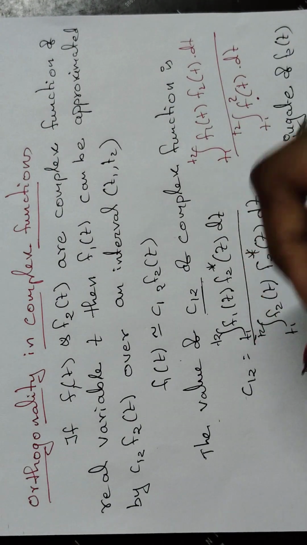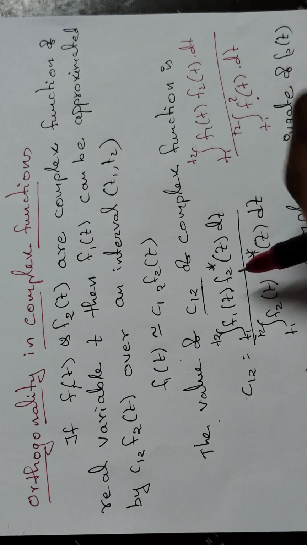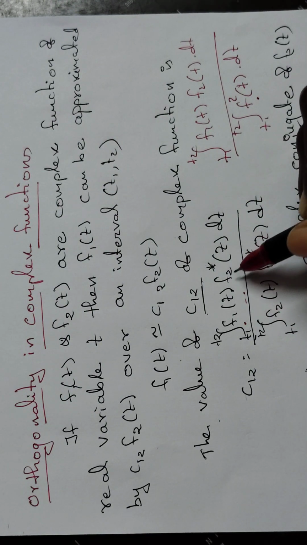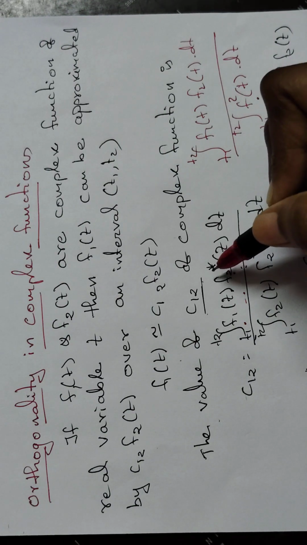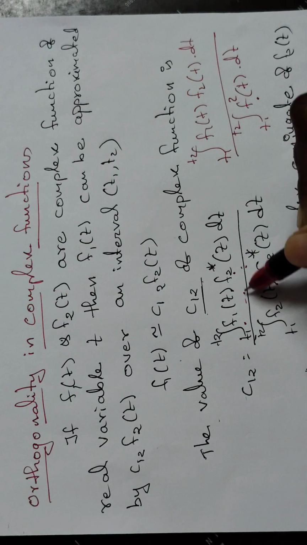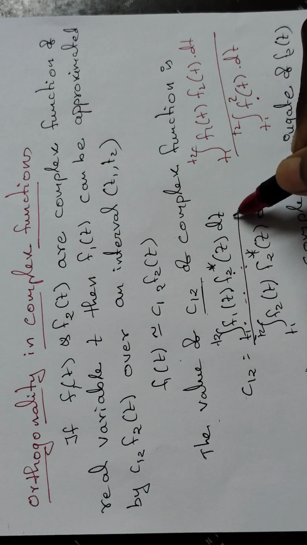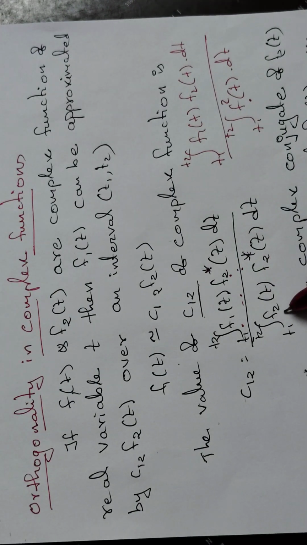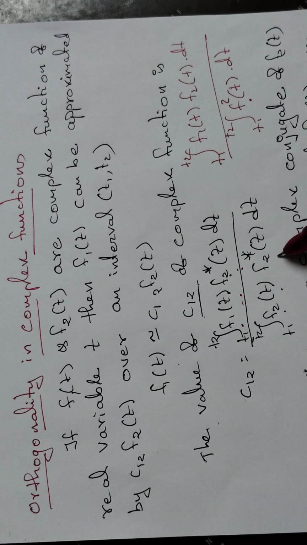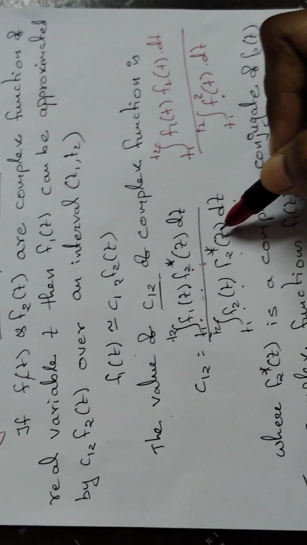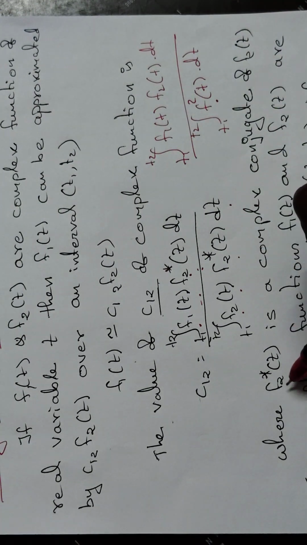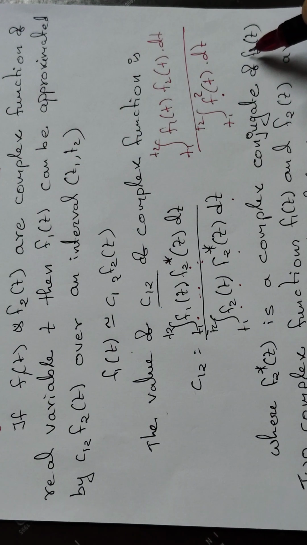So here we are taking complex signals. That means one signal is f1 of t and the other signal f2 of t is complex. So for complex signals you have to put f1 of t into f2 conjugate of t dt, divided by f2 of t into f2 conjugate of t dt. Here f2 conjugate of t is the complex conjugate of f2 of t.